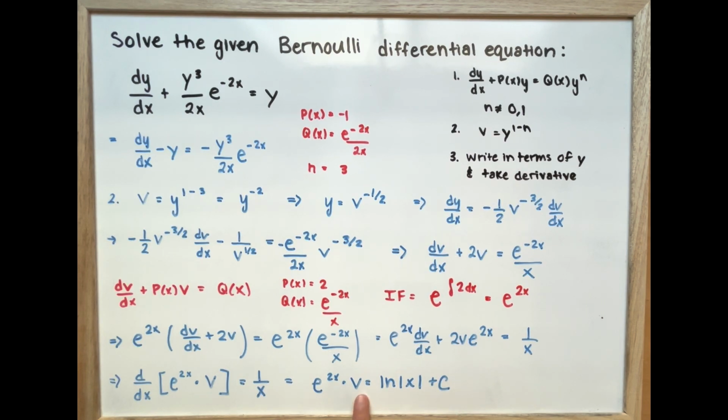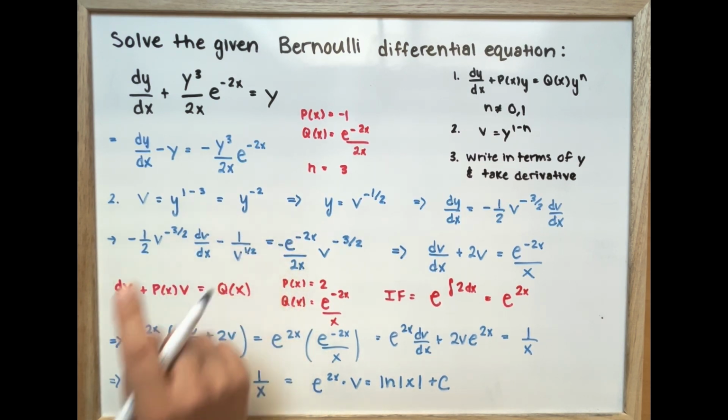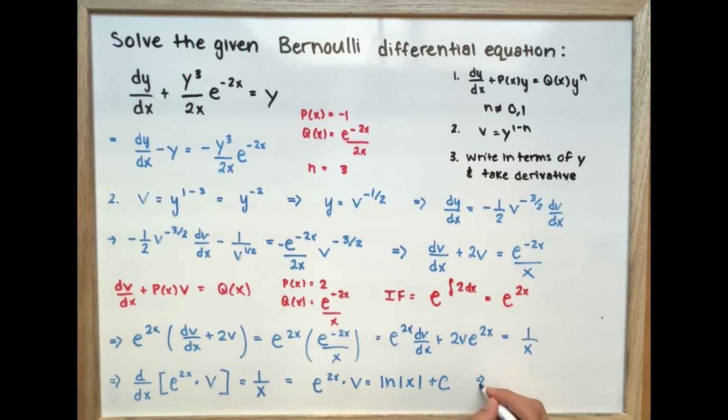And now we can substitute our v back as y to the power of negative 2. And we can write our final equation in terms of y. So this is going to equal e to the power of 2x over ln absolute value x plus c, to the power of 1/2. And that's going to be our final answer.